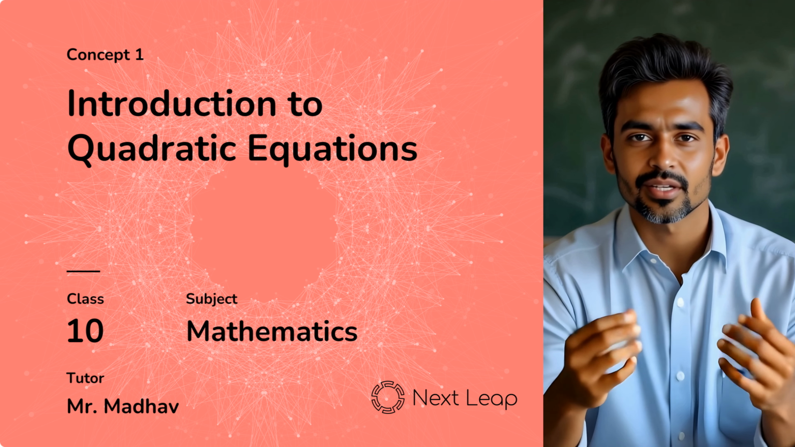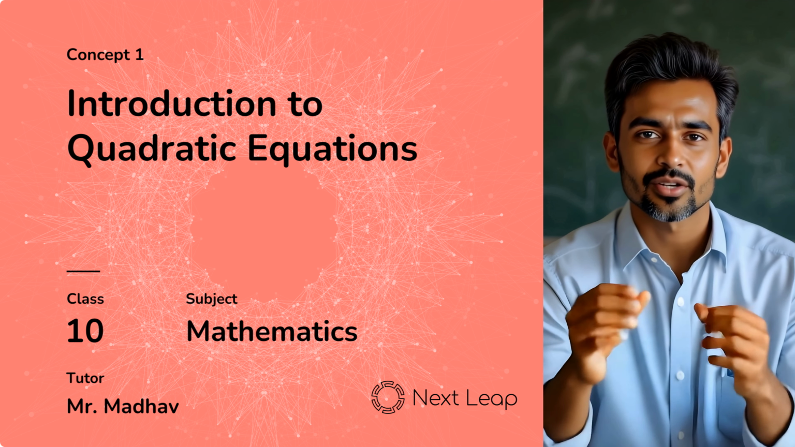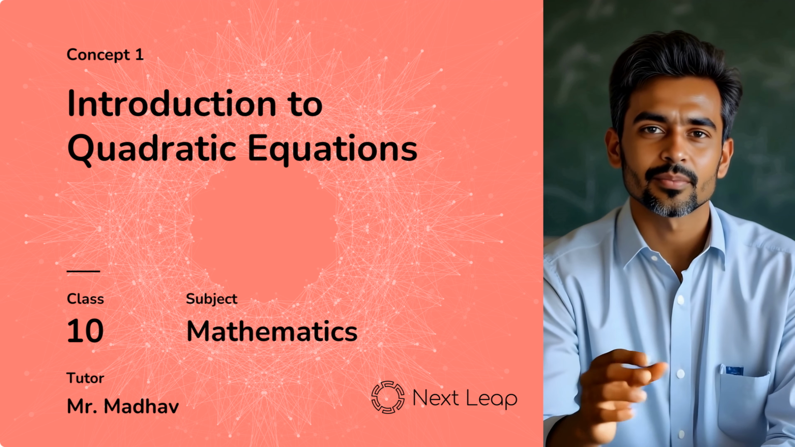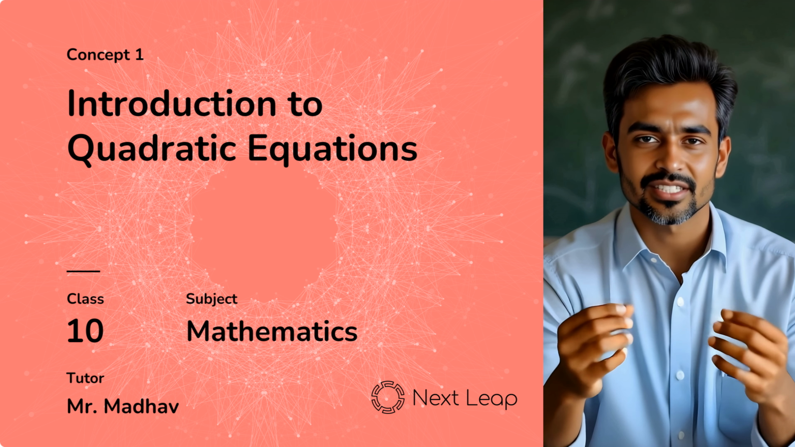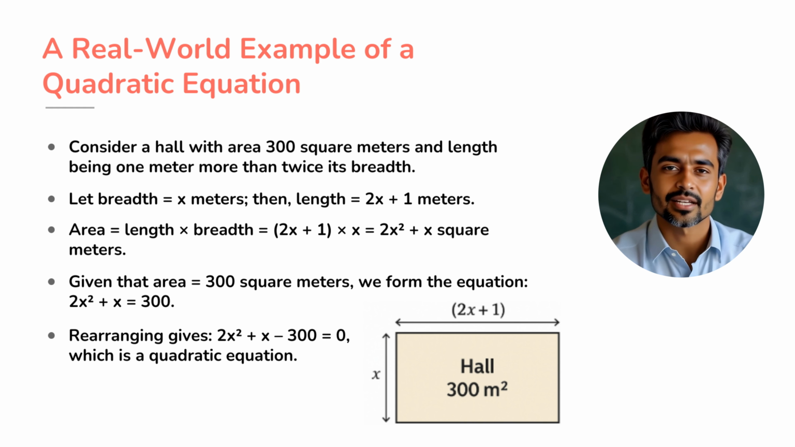For example, if you take the equation 2x squared plus x minus 300 equals 0, this is a perfect quadratic equation. We'll see shortly how this can arise from real-world scenarios. Let's connect this to a practical situation.